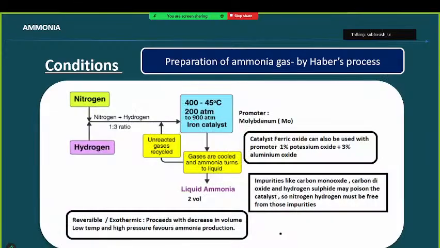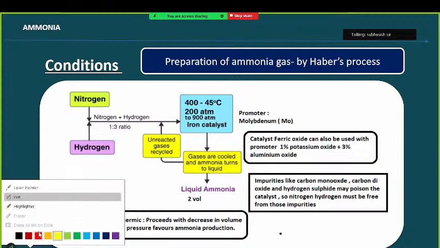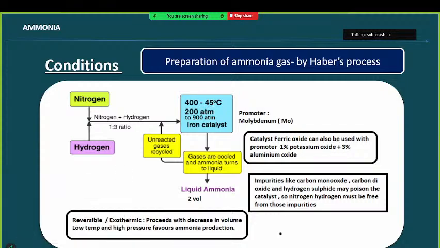Another condition here is that a promoter is used. A promoter is something which can increase the activity of the catalyst. This is called a promoter. Catalyst ferric oxide can also be used with promoters, 2% potassium oxide and 3% aluminum oxide, which can increase the activity of the catalyst.